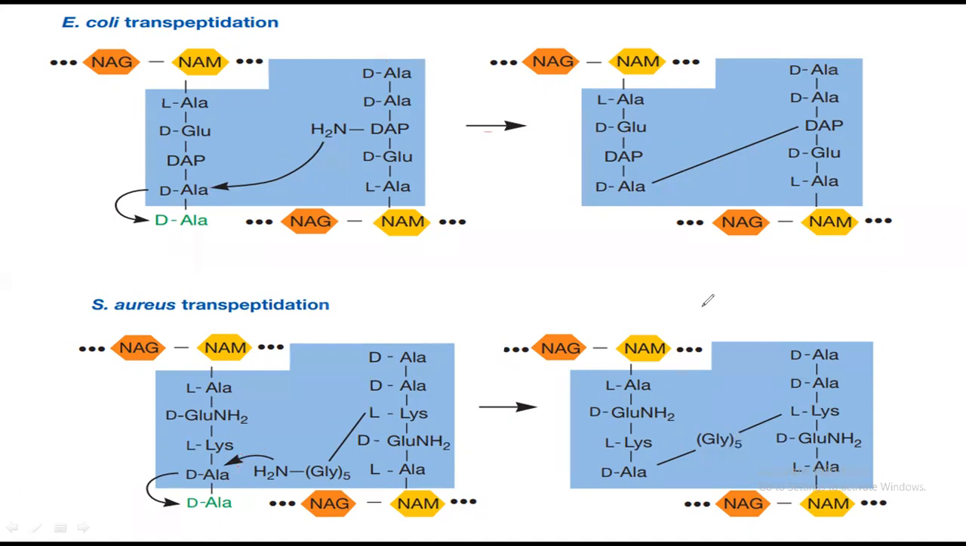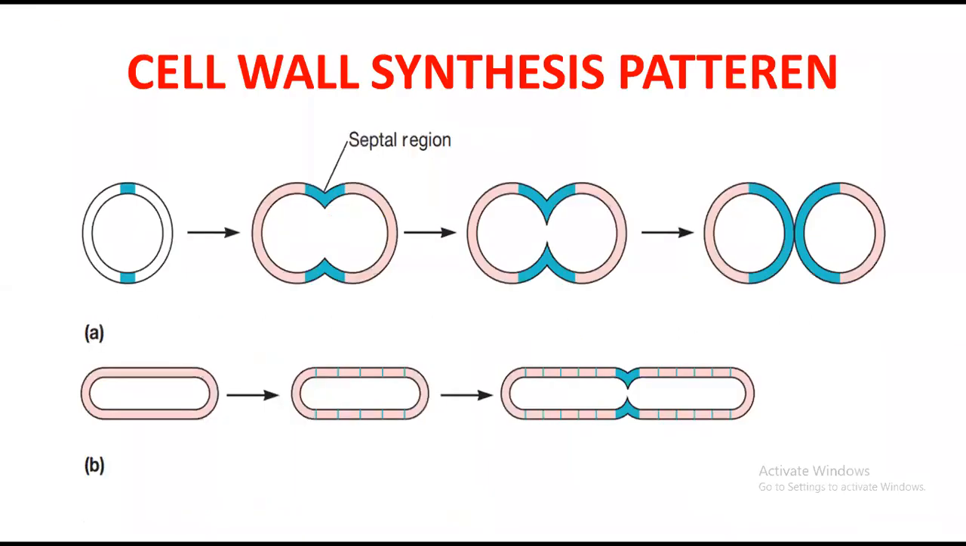After performing these steps, the biosynthesis of the peptidoglycan layer is completed. So I hope you have understood the biosynthesis of the peptidoglycan layer. The last slide is a bit informative because most students ask when the cell is dividing, at which time the cell wall synthesis starts, where it starts, and what is the actual position of the starting of the peptidoglycan layer synthesis. So I have added this slide.